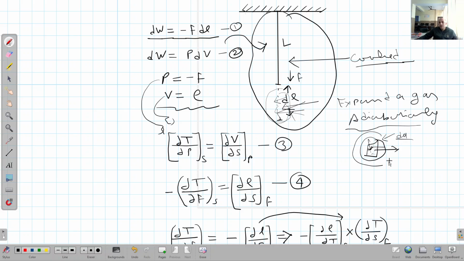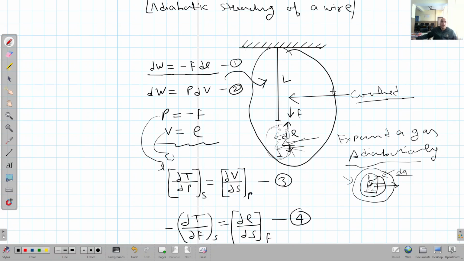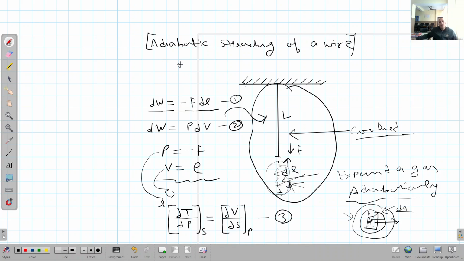You have seen in the case of gases, I have given you many examples. When we expand gases adiabatically, they get cooled. The same thing happened here because they don't get the energy from the surrounding. They are going to utilize their own energy, right? So this is the application of Maxwell's equation for a wire that is stressed adiabatically, right?